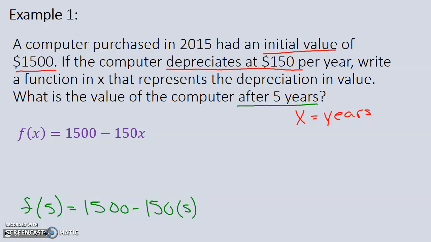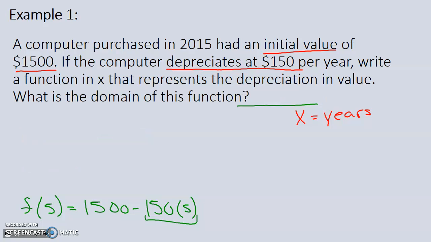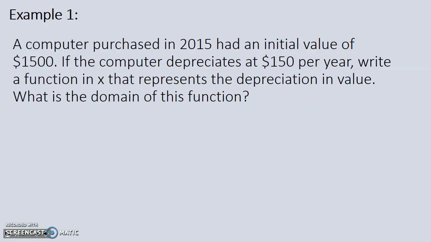Take a minute to solve that and see how much the computer will be after 5 years. Okay, it should be $750. You plug the 5 in there, 5 times 150, subtract that from the 1,500, and you get $750. Okay, so let's bring up the same example, but now it's asking for the domain.